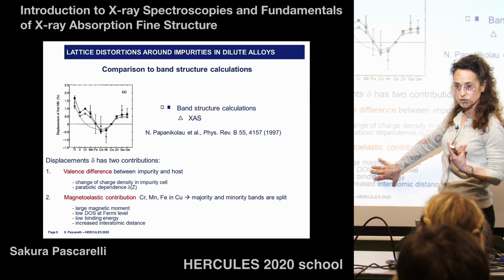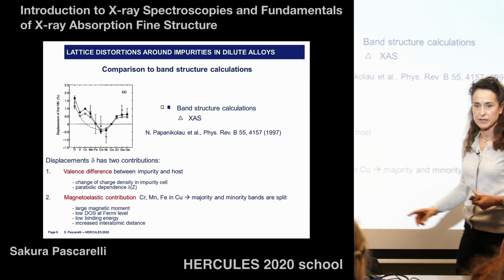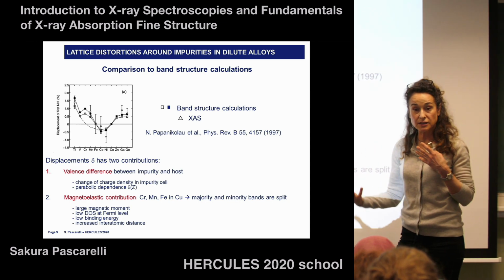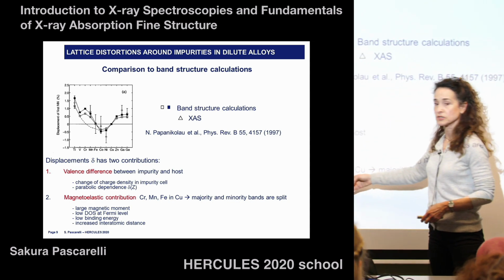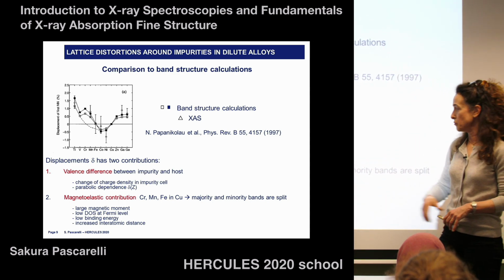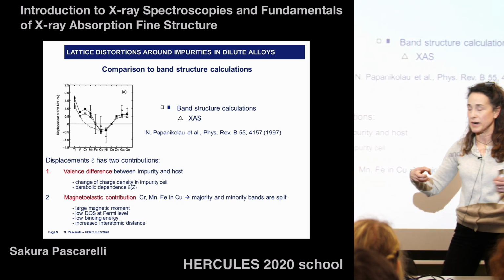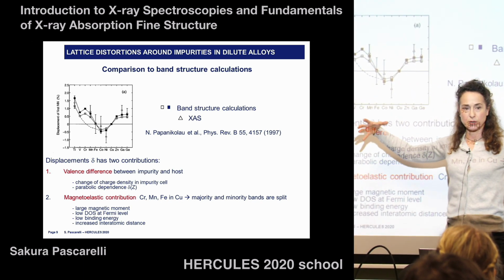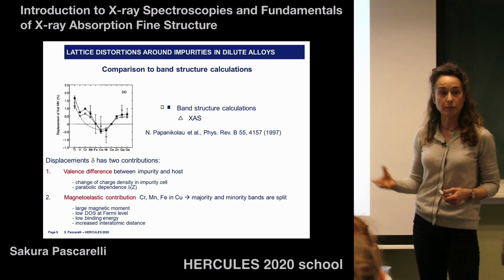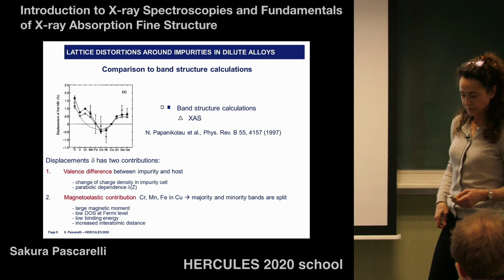And so they understood that in these elements, which are chromium, manganese, and iron, you have to add a magnetoelastic contribution. So that's when they started understanding that these magnetoelastic contributions are actually very important, because these systems have a very large magnetic moment. So they have a low density of states at the Fermi level, which means a low binding energy, and that's why the distances are bigger. So that's when you really start understanding what's going on. And before X-ray, you could not do this sort of fine analysis.